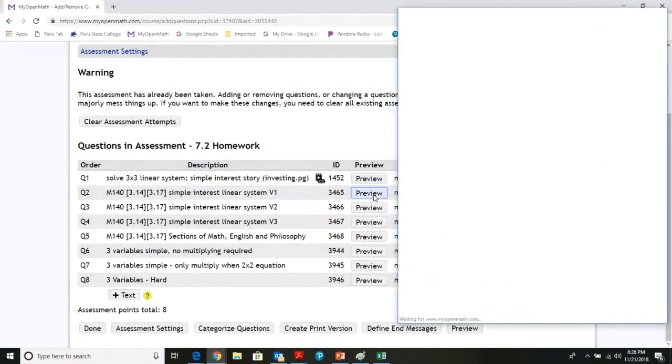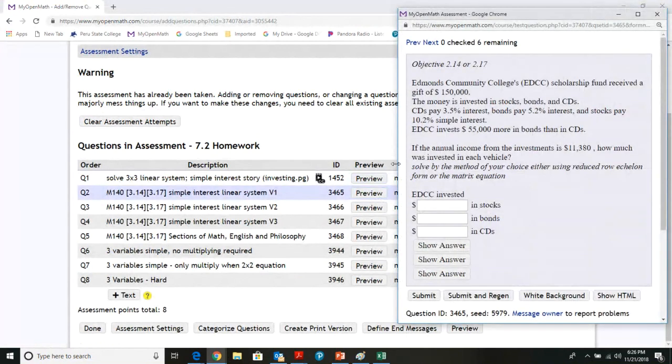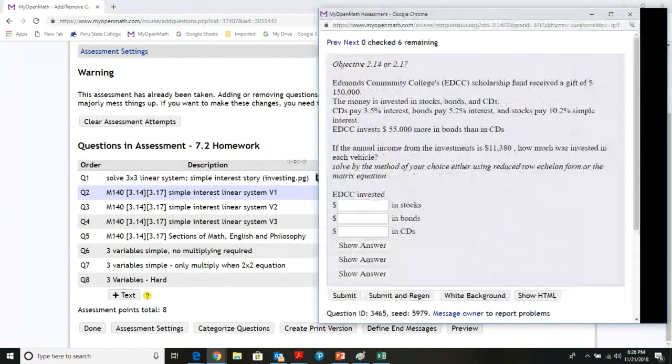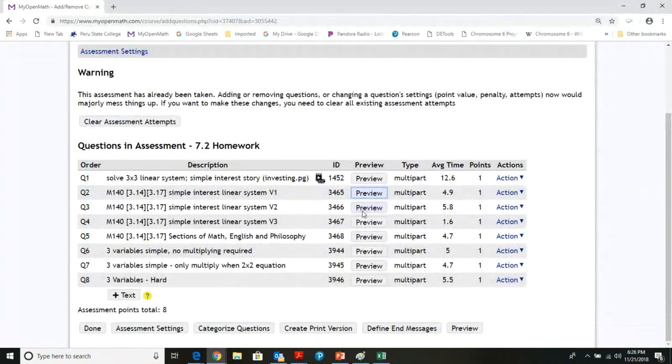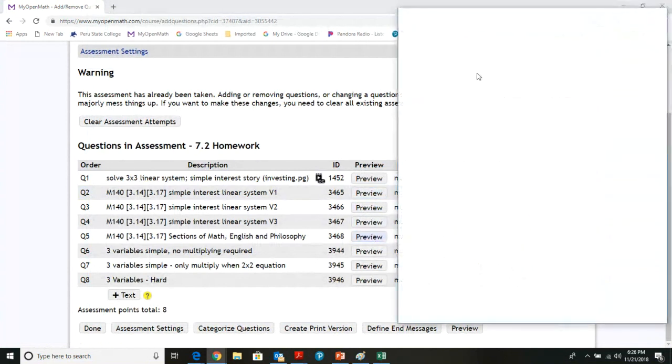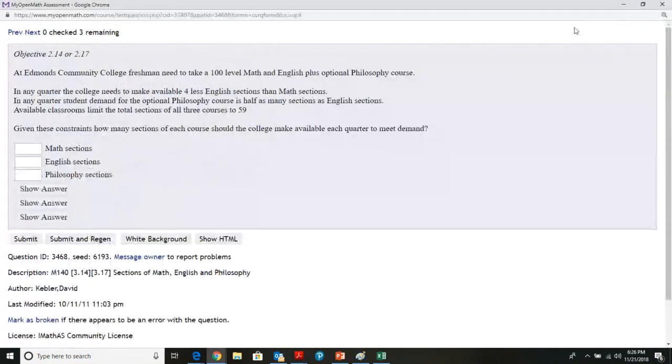So now I think the second one, all right, this second one is very, very similar, you guys. Oh yeah, it's practically the same question. Okay, so same question. This one's a little bit different, so we'll look at this one. So here at Edmonds College, it says that they offer math courses, English courses, and philosophy courses.